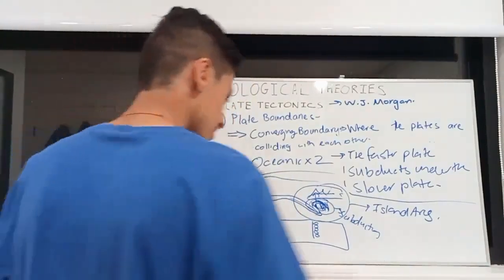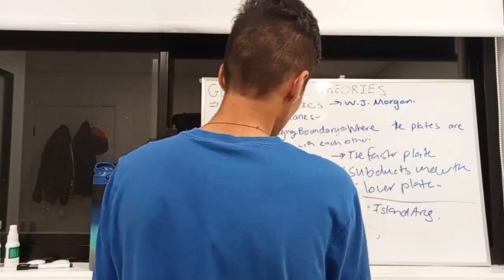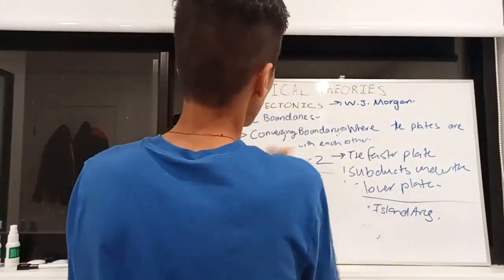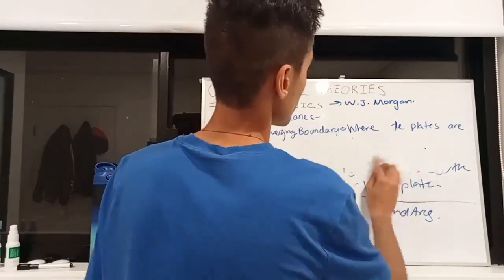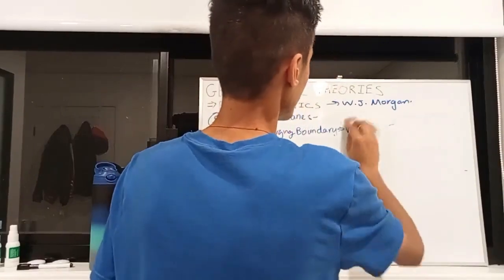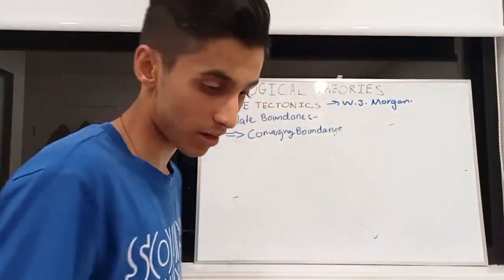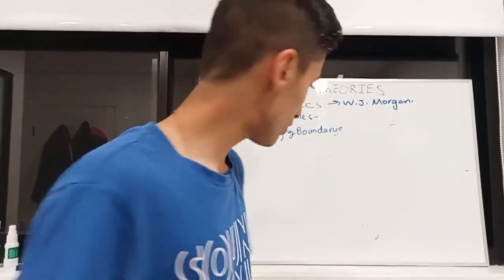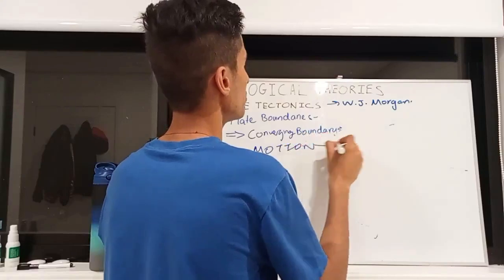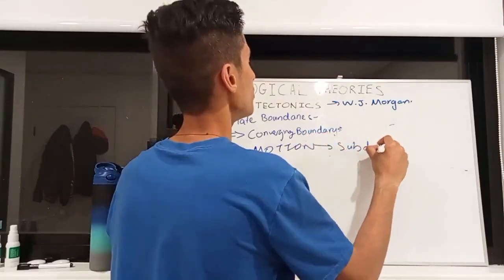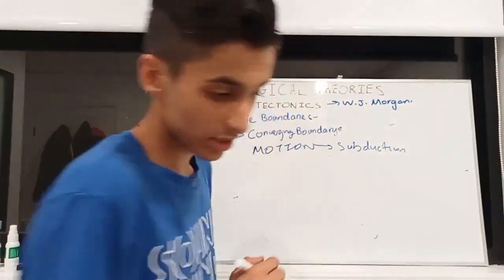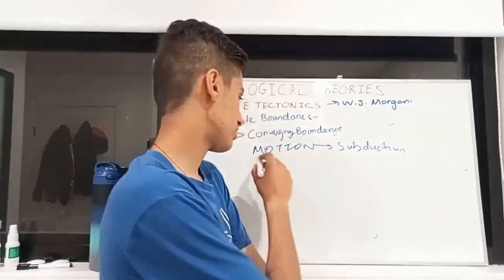Now that's converging boundaries. Now let's look at the overarching properties of converging boundaries, like we did for diverging boundaries. The motion that we commonly associate with converging boundaries is subduction. But remember, this doesn't always have to happen. They don't always have to subduct. But in most cases they do. With subduction, the effect is destructive.